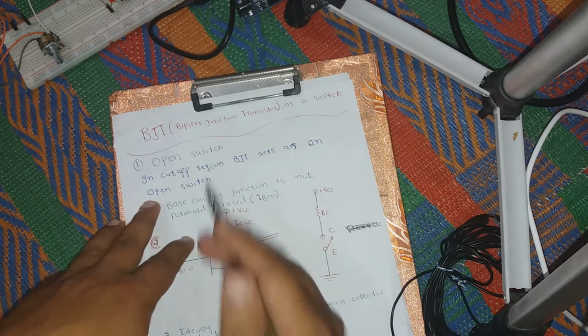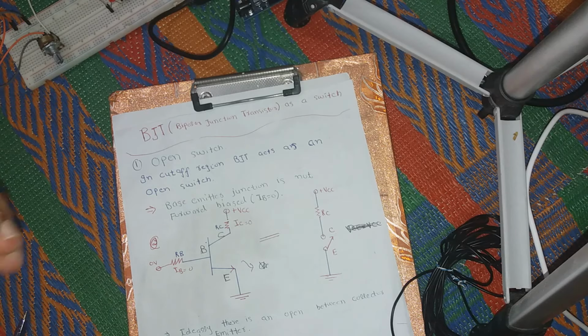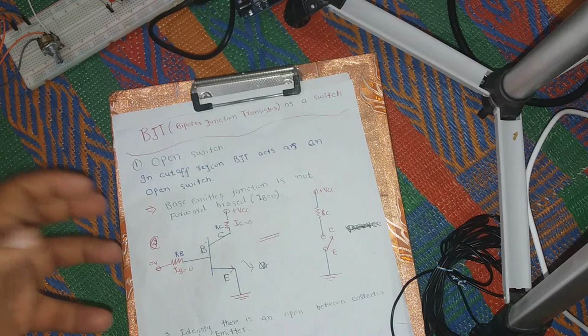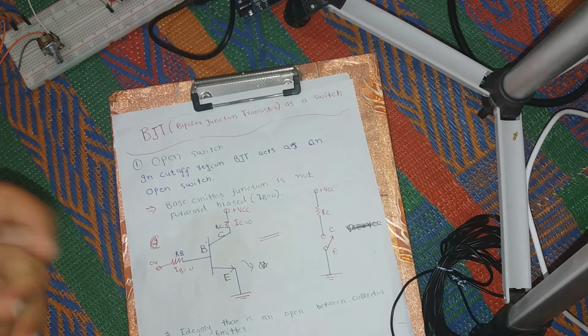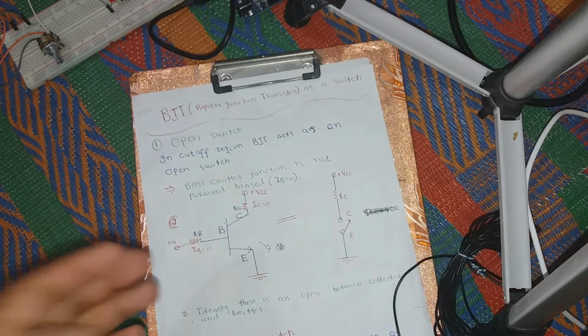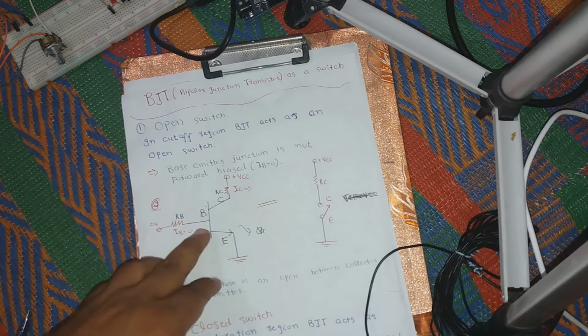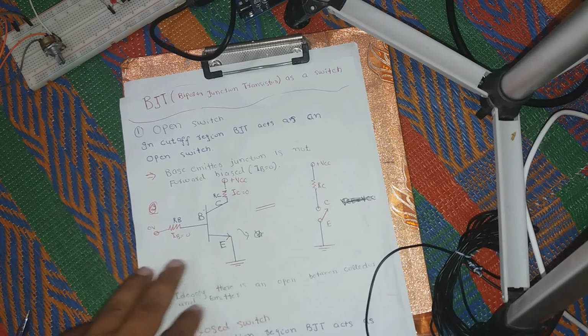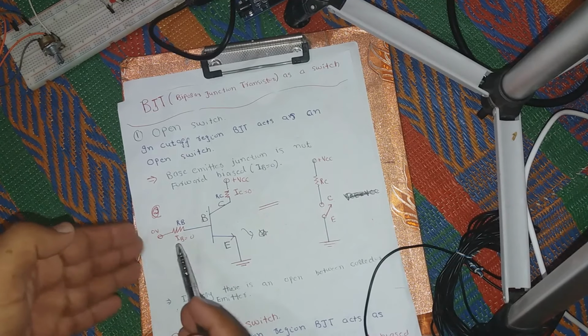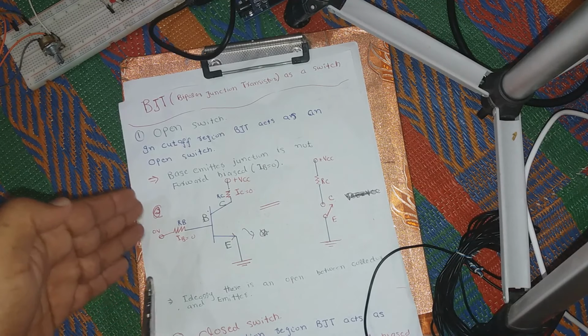Number one, open switch. In cutoff region, BJT acts as an open switch. Basically what happens here is the base emitter junction is not forward biased, that is IB is equal to 0. This is a BJT having three terminals, that is base, collector, and emitter. You can see that IB is equal to 0 because no input voltage is applied.